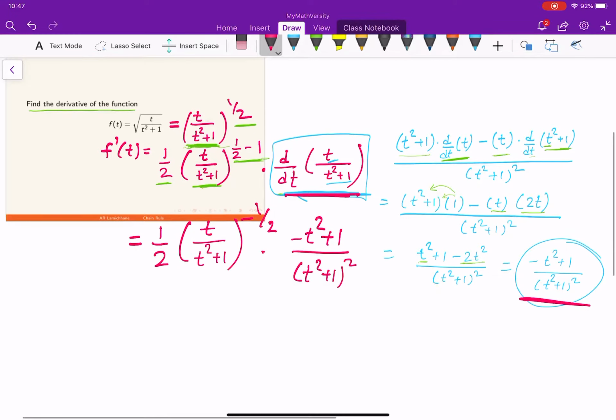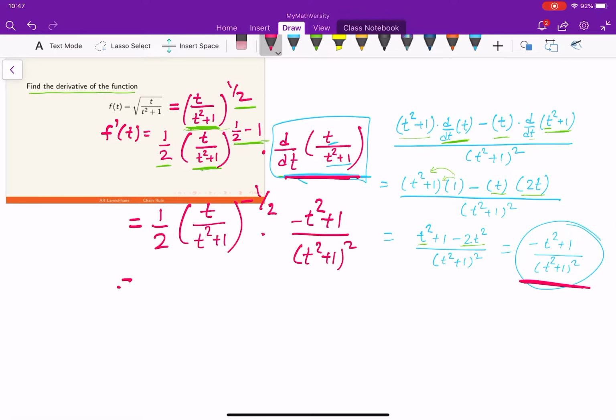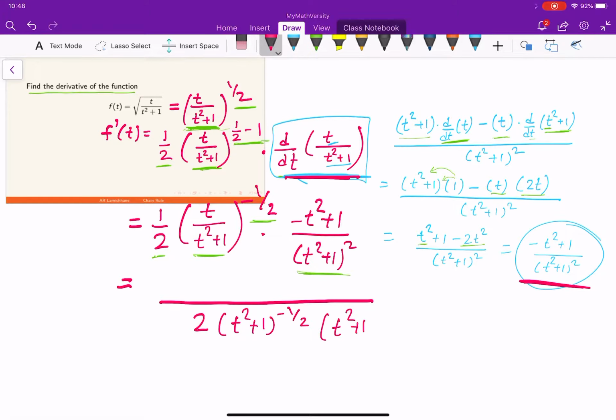But if we want to further combine and write it down in a different form, what we can do is, let's see what is on the denominator, multiply all the denominator terms. So we have 2 here, and we have t square plus 1 to the power negative 1/2, right? So we can have that. So t square plus 1 to the power negative 1/2, and then we have t square plus 1 squared, right? So these are the terms on the denominator. Let's multiply them together and do the same thing on the numerator.